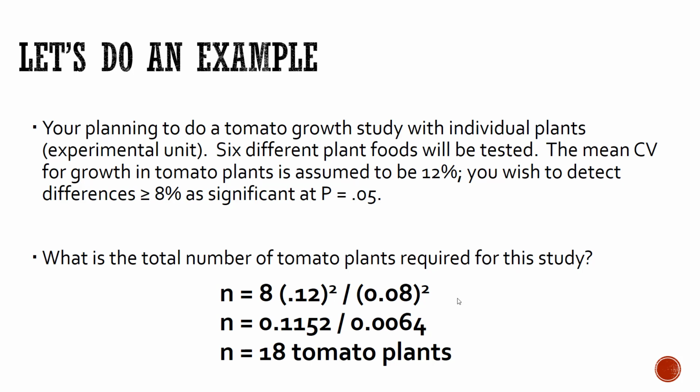So another step that you could take further is that if we need 18 tomato plants per treatment, how many total plants do we need for the entire study? And that's where you would take 18 times 6 to get the total number of experimental units for the entire study. And so this is a good example to begin to work through in order to determine how many experimental units you need for your research project.